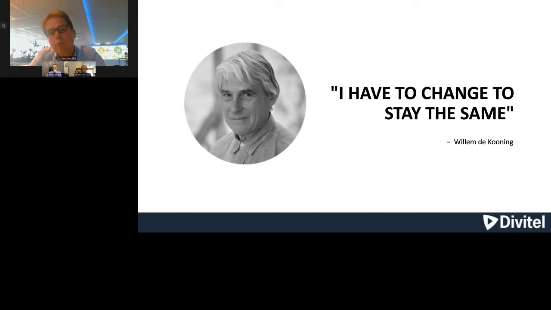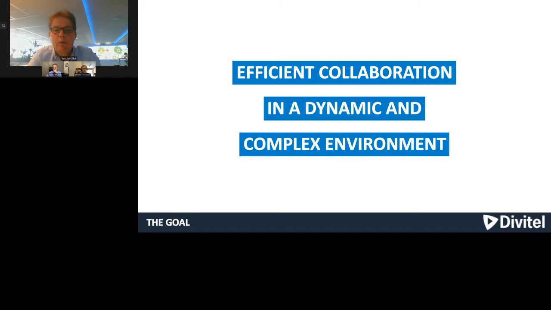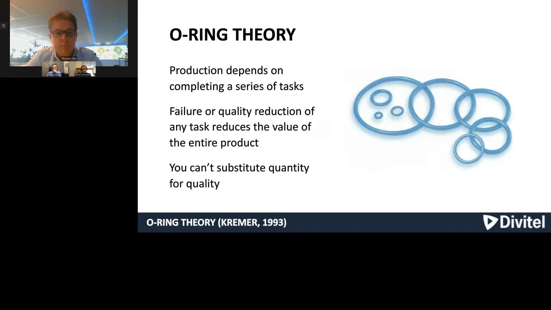Michael Kremer proved here that in dynamic and complex environments, the tasks of production must be executed proficiently together in order for any of them to be of high value. Or in other words, any failure or quality reduction of any task reduces the value of the entire product in complex and dynamic environments.